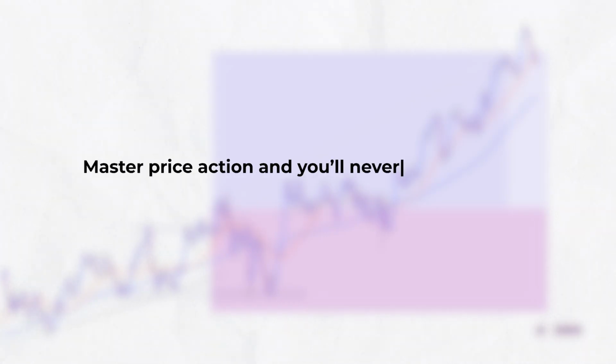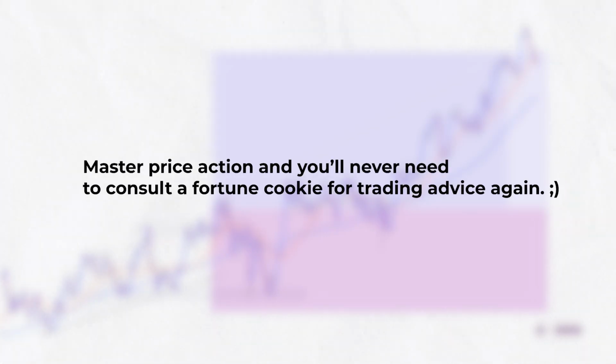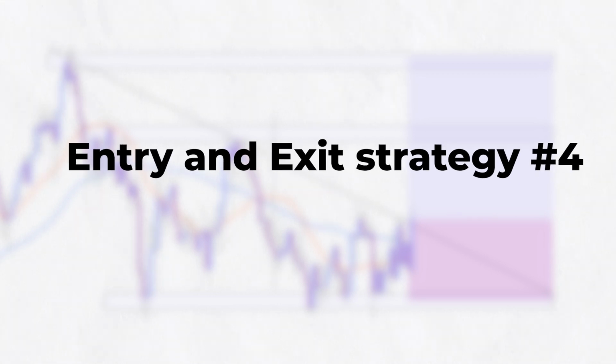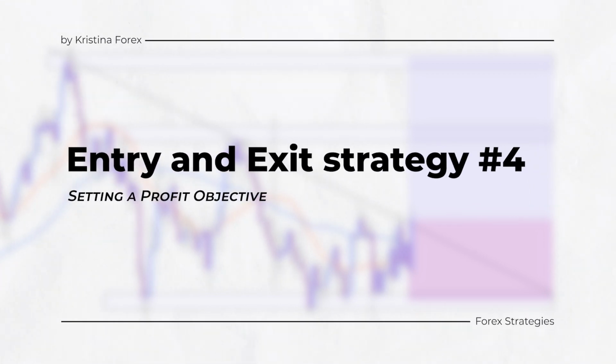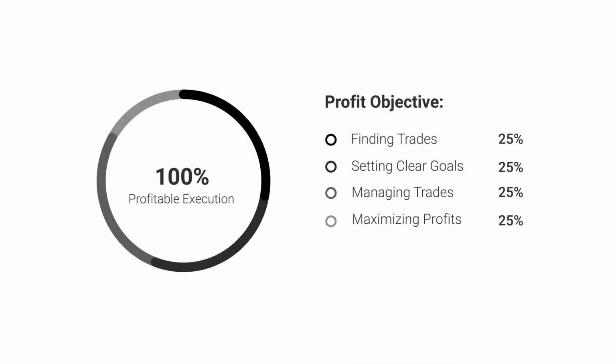So with this example, I just wanted to highlight how price action analysis in trading can help identify potential trading opportunities and guide decision making. Now let's dive into the last strategy I want to discuss with you all, which is entering and exiting trades using profit objectives. This strategy is all about setting clear goals for your trades and effectively managing them to maximize your profits. So what exactly is a profit objective?